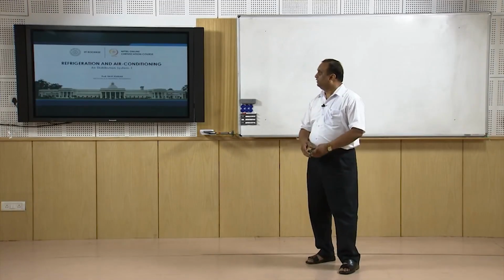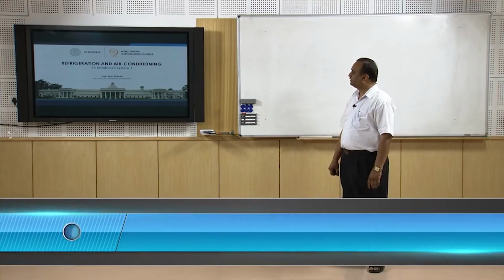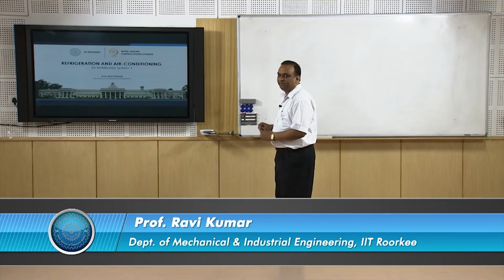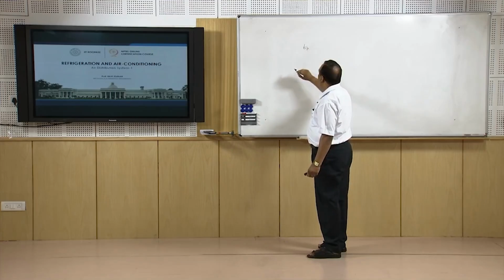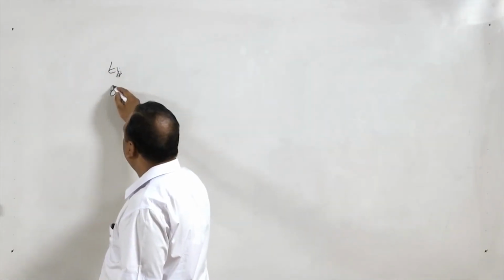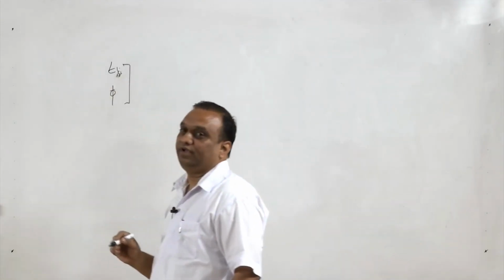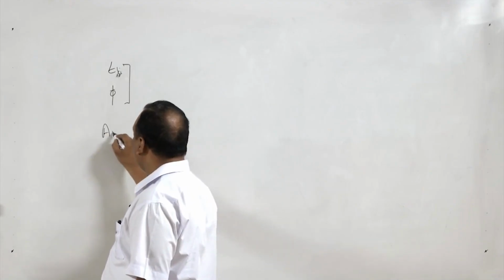I welcome you all in this course on refrigeration and air conditioning. Today we will discuss the air distribution system. In a building, as I told you earlier and am repeating again, not only the outside and inside temperature or relative humidity are important, but also the quality of air is important. Air distribution is equally important.